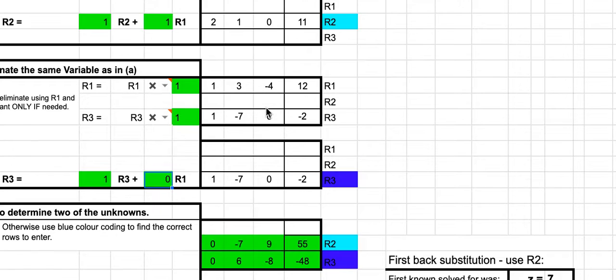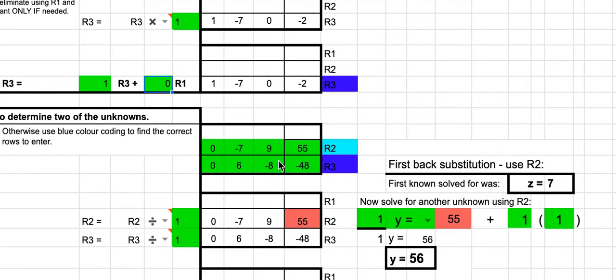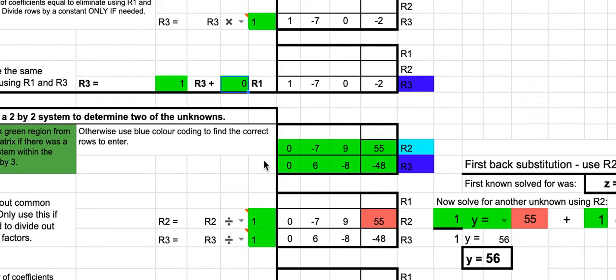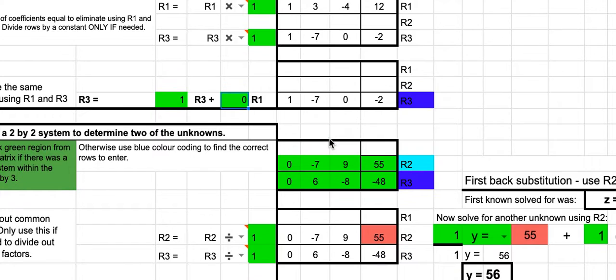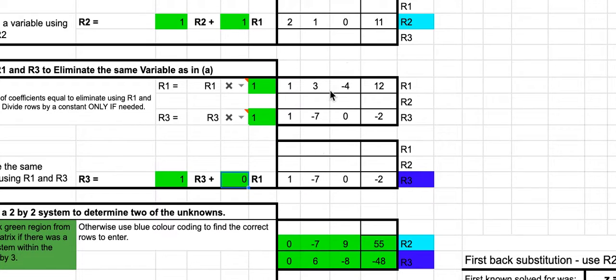So now what do I do? I've eliminated z from both row 2 and row 3. So here's what I do. I need to go down, and now I'm going to go to part C. Part C is solve a 2x2 system to determine 2 of the unknowns. By eliminating, so what we've done is we've eliminated z from row 2 and row 3. Now I can solve the 2x2 system for x and y.